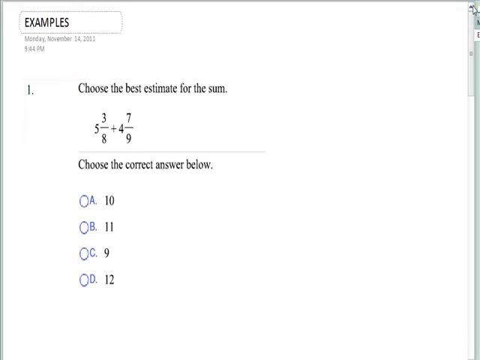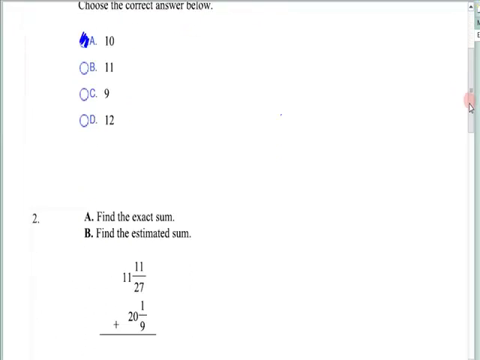Okay, the first one is an estimate. So I have 5 3/8. 3 is not half of 8, so this is smaller than a half, so I'll keep that as 5. 7 out of 9, though, that tells you to bump that up, so I'll bump that up to 5. So the estimate for these will be 10. Sometimes it's very useful to be able to figure out an estimate in your mind if you don't have to have an exact answer.